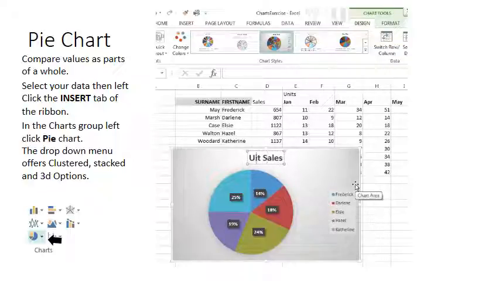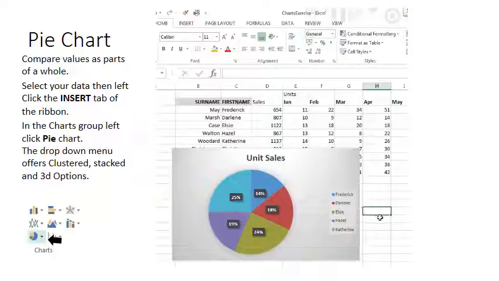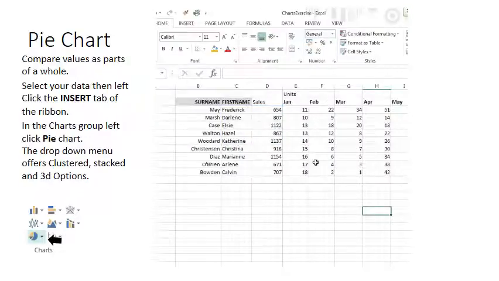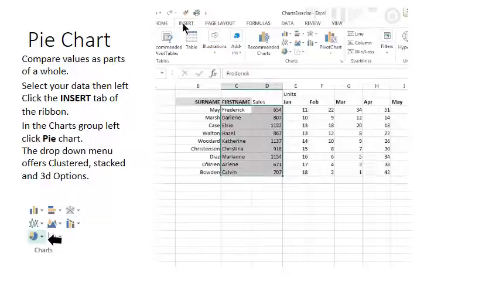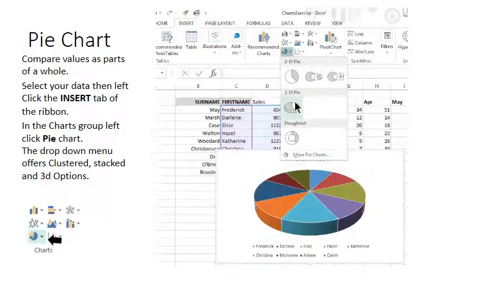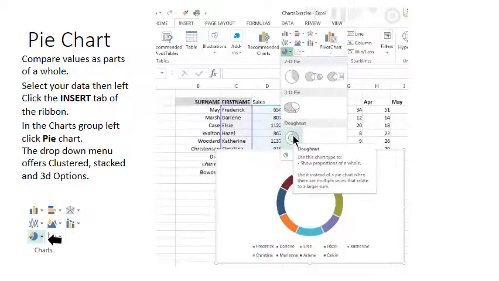Let's try and have all of that in the same font and not capitalized. And that's your simple pie chart. I'm going to throw that away for a moment just to show you some of those other options. Again, I'm highlighting the series, insert, pie, and we have 3D options and donuts when you have multiple series.